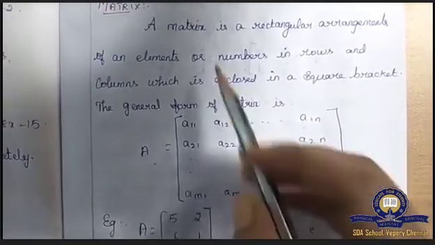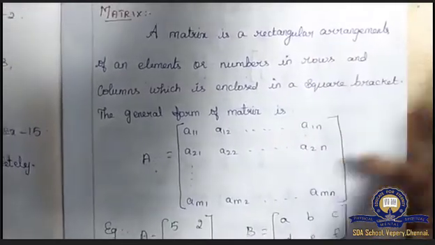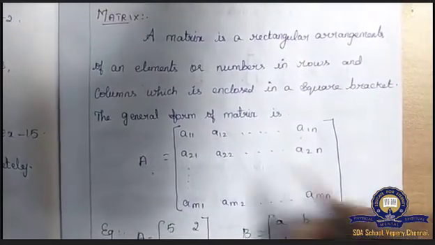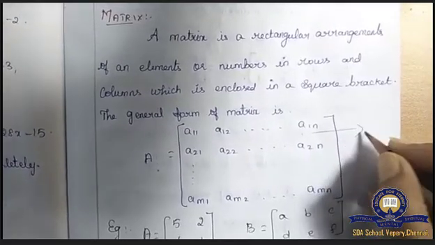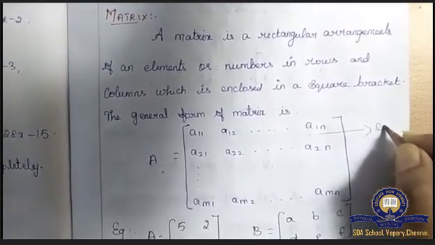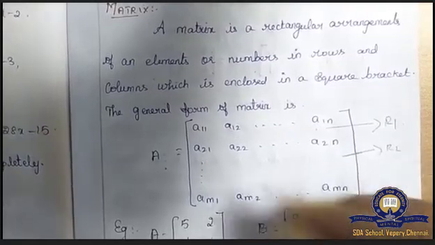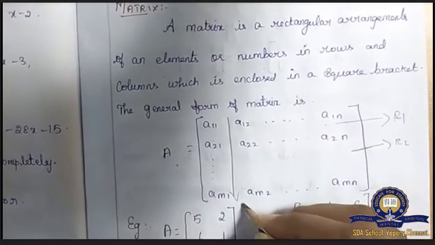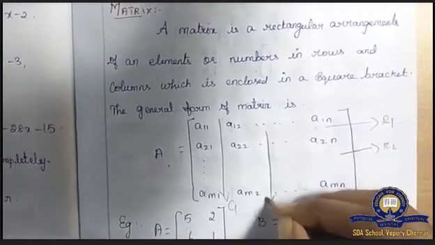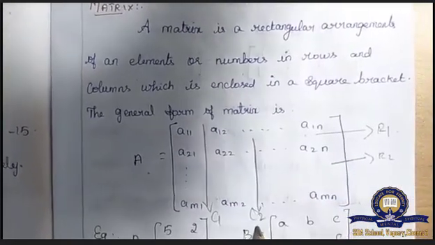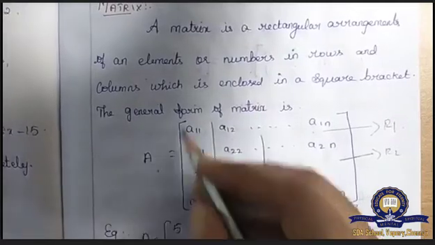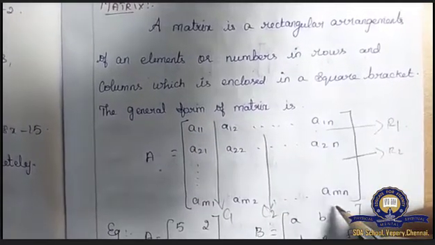Here, listen children, a matrix is a rectangular arrangement. What is a rectangular arrangement? For example, in rows and columns. The horizontal lines are called rows, right? And the vertical lines are called columns. Remember, the horizontal lines are called rows and the vertical lines are called columns, which is enclosed in a square bracket. This is a square bracket.